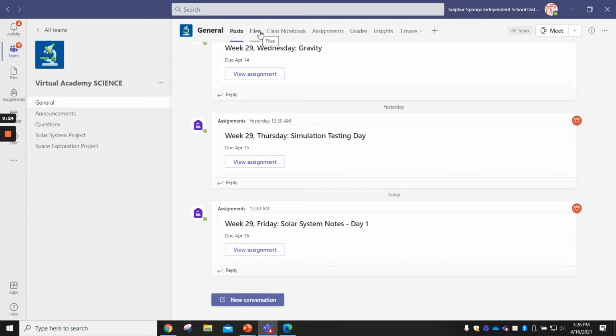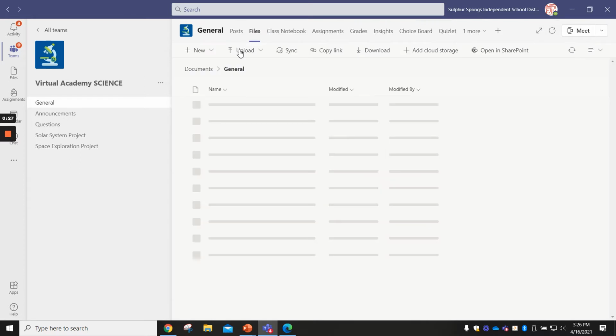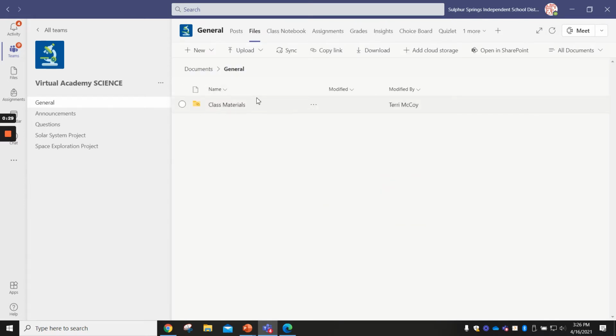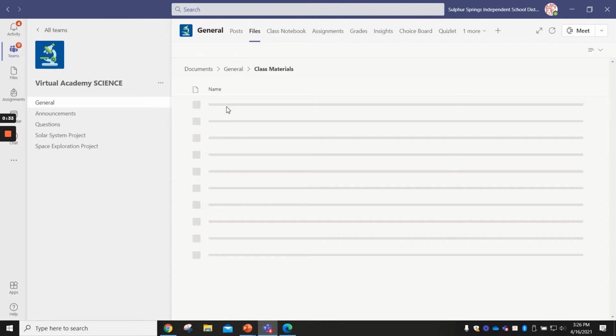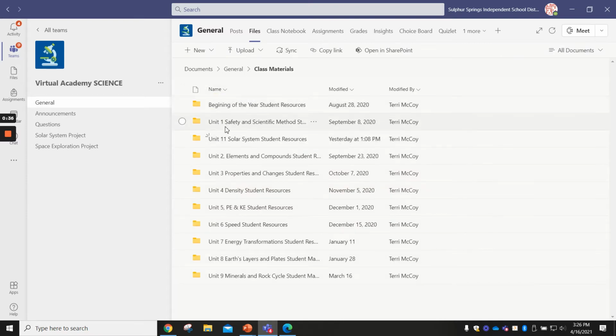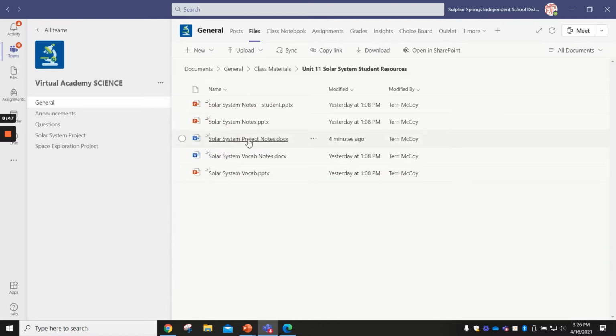We're going to come over here to the Files tab. In the Files tab, you see we have a Class Materials tab right here. We're going to click on that. When that opens up, you'll see all the units we've done so far. Many of you hopefully have spent lots of time in here. We're going to click on Unit 11, Solar System Student Resources. And when that opens, you'll see we've got some solar system notes, student notes, and here we have solar system project notes. That's what we're going to click on right now.